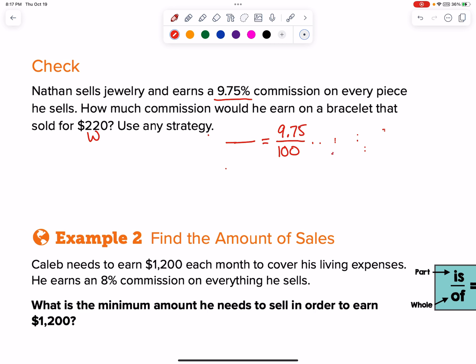9.75. And then our OG, or our whole, is 220. And then we have our C as our commission on top. How can we solve this?